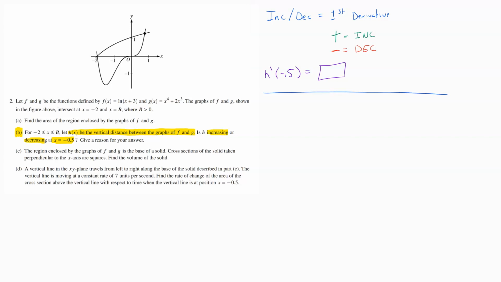So h of x is the vertical distance. It's the gap in between these two functions here. So between f of x, which is the natural log of x plus 3, we found that out in the first video just by graphing the two equations. And then this bottom one is our g of x equation, that's x to the 4th plus 2x cubed. Again, we found that information out.